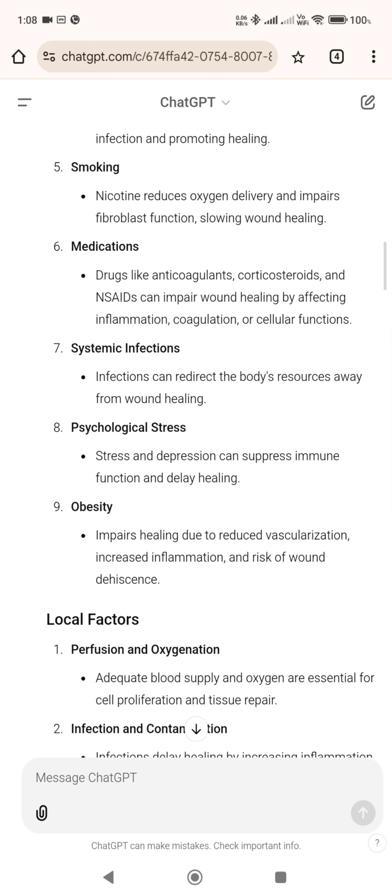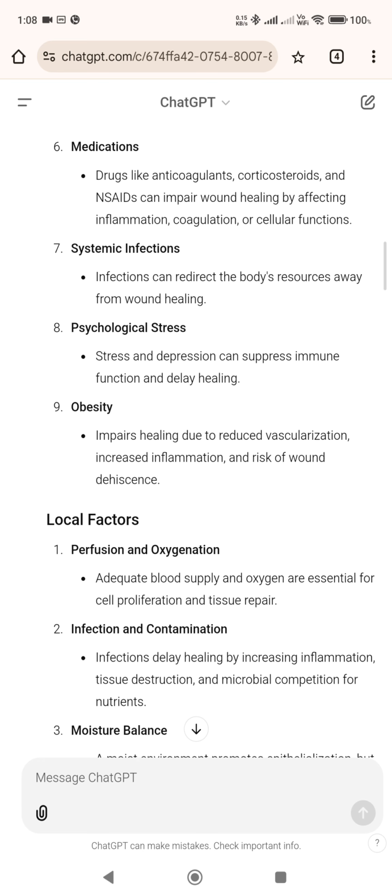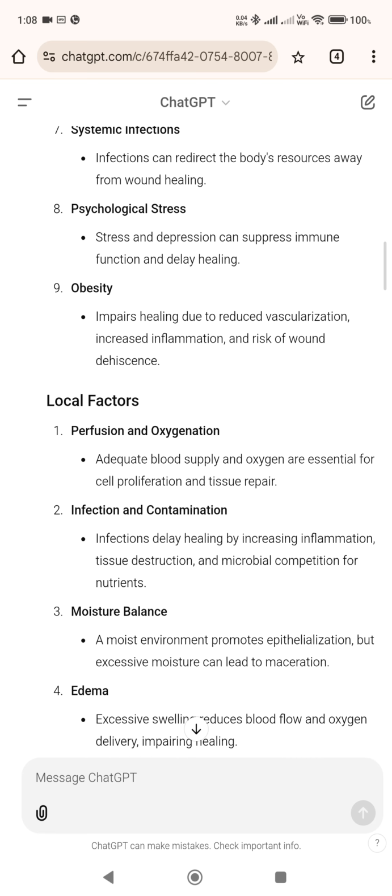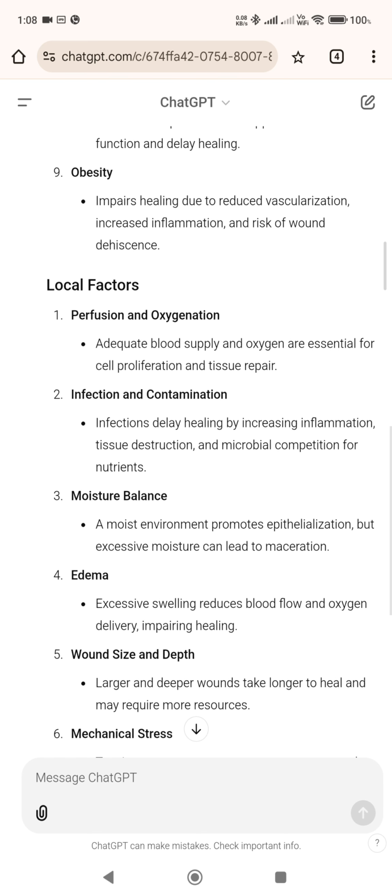6. Medications. Drugs like anticoagulants, corticosteroids, and NSAIDs can impair wound healing by affecting inflammation, coagulation, or cellular functions. 7. Systemic infections. Infections can redirect the body's resources away from wound healing. 8. Psychological stress. Stress and depression can suppress immune function and delay healing. 9. Obesity. Impairs healing due to reduced vascularization, increased inflammation, and risk of wound dehiscence.